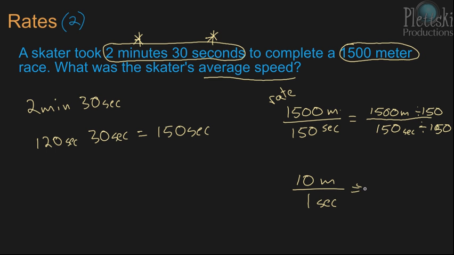And you could also write that as 10 meters per second, like that. Or you can write it out as 10 meters per second. And they're all valid. But that's how you solve a word problem like this. You first need to find the rate. First you find the rate, and then you find the unit rate.